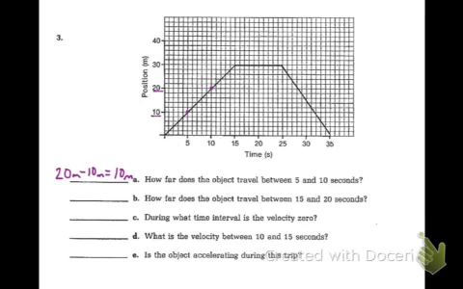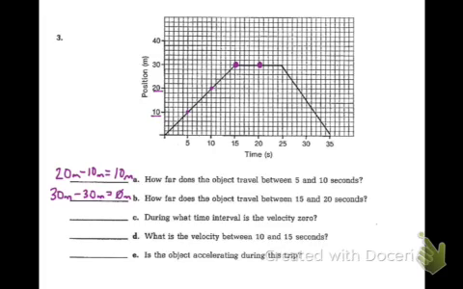How far does the object travel between 15 and 20 seconds? So we've got here and here, the 2 bigger dots. So we started at 30 meters, we ended at 30 meters, so we traveled 0 meters. We're just simply standing. Our position never changed.